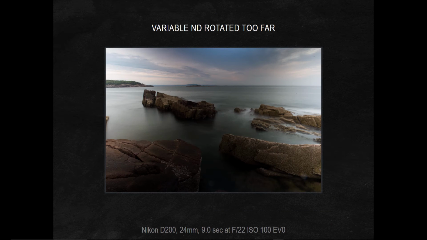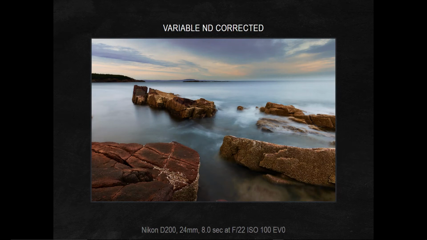Now with a variable ND, and they do rotate like a polarizer, if you rotate it too far, under certain conditions, the middle of the picture can go dark, just like this. It doesn't mean that the filter is bad. It just means that under those conditions you can't rotate it that far. Now notice that the shutter speed here is 9 seconds. I took the picture, looked at it in the back of my camera and said, okay, I need to rotate it back just a bit, so I did.